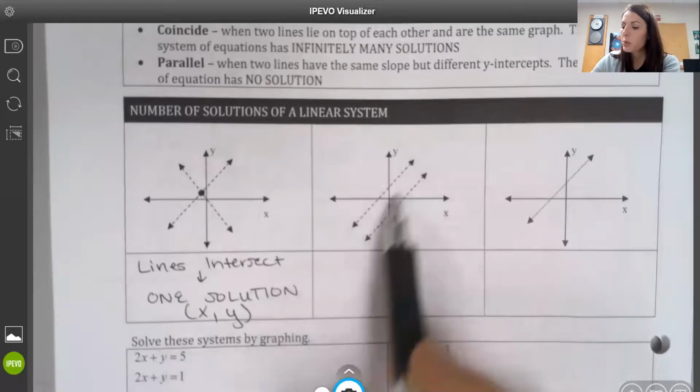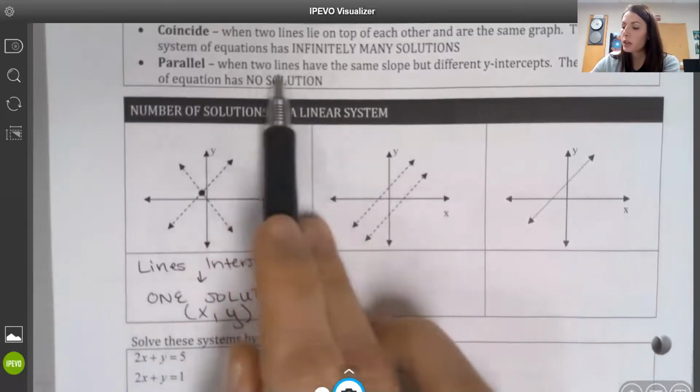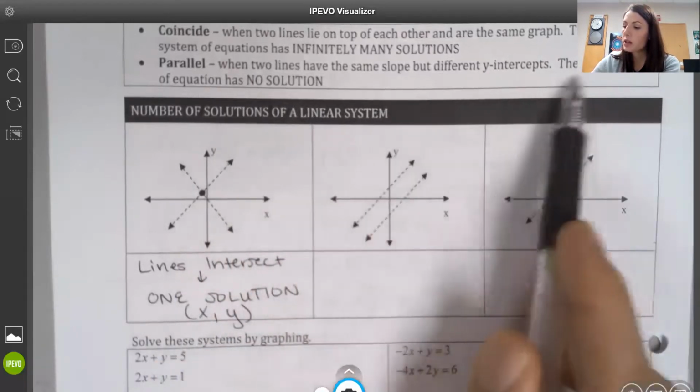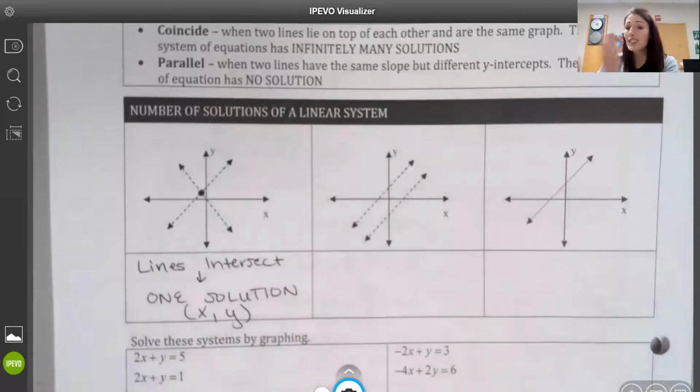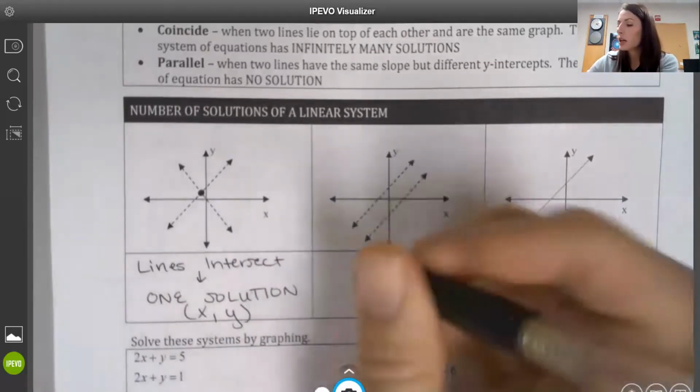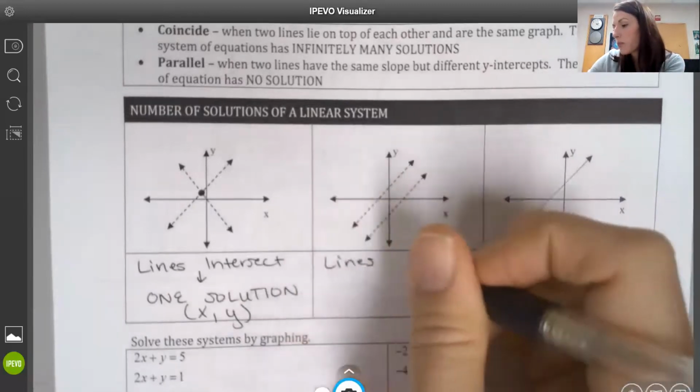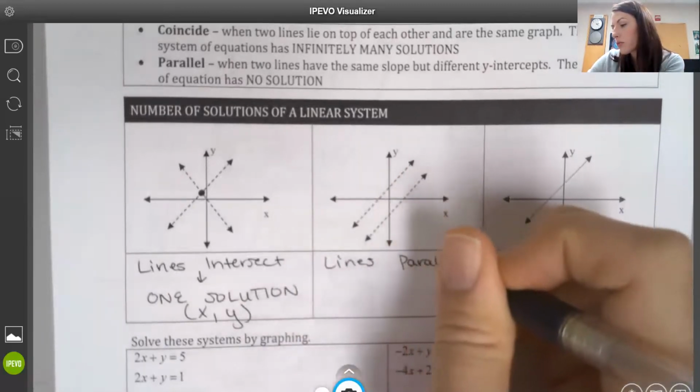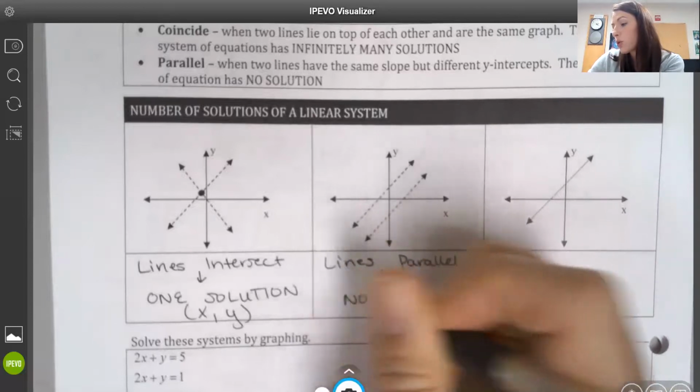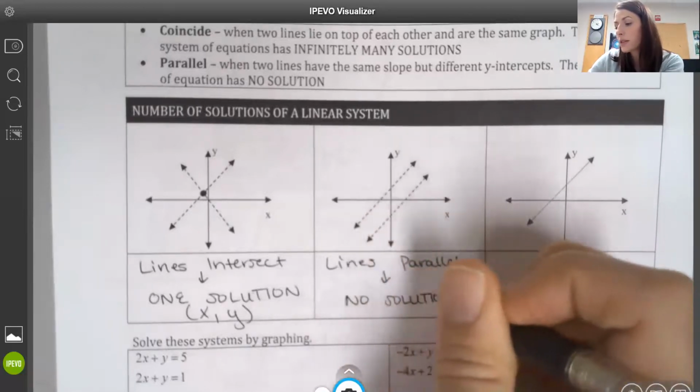But what if my lines are parallel? And so we have parallel lines have the same slope, then the system has no solution. These lines are never going to meet. They're never going to have a common XY value. Okay, so if the lines are parallel, there's no possible solution to that system.